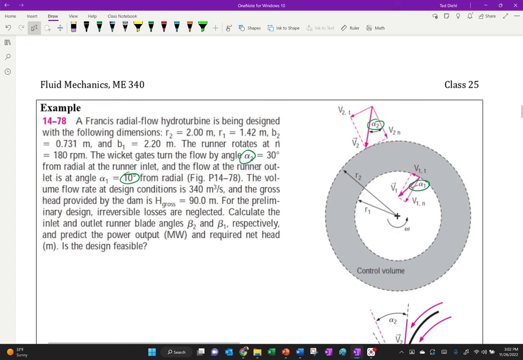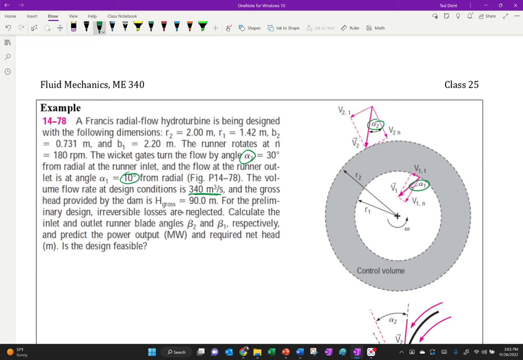So yeah, that's different from the betas. So we're going to have to try to find the betas. Is that right? Yeah, that's one of our goals. So the volumetric flow rate at the design conditions is 340 cubic meters per second. And the gross head provided by the dam is 90 meters, right?